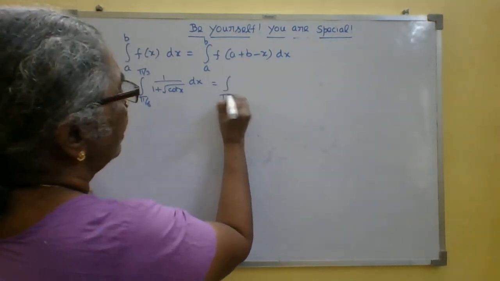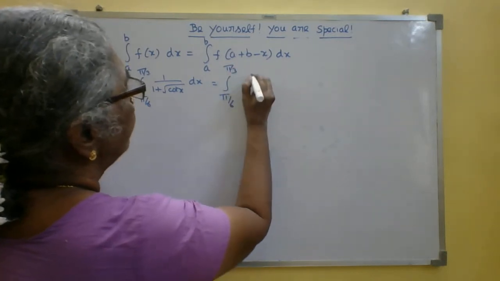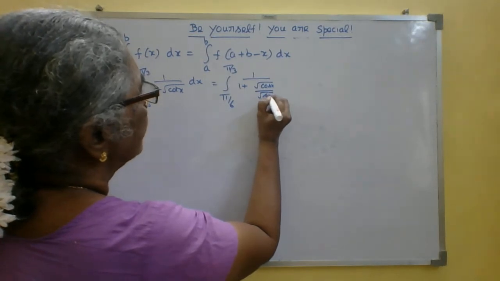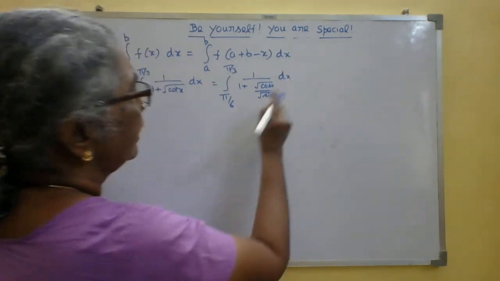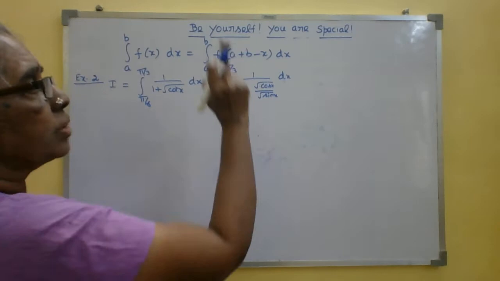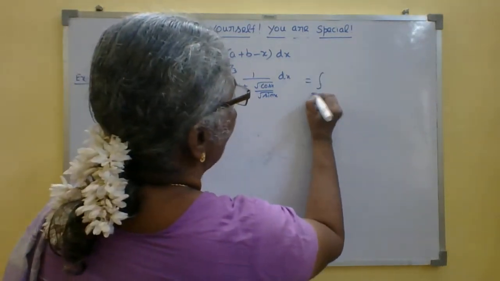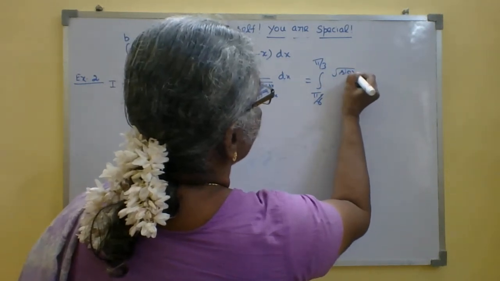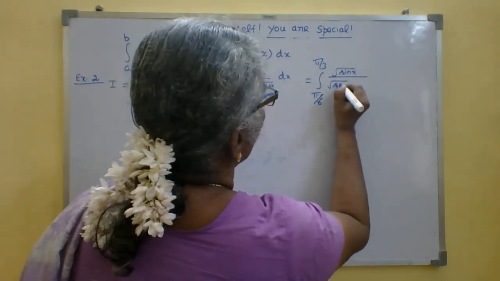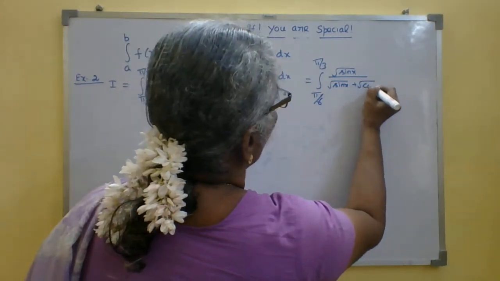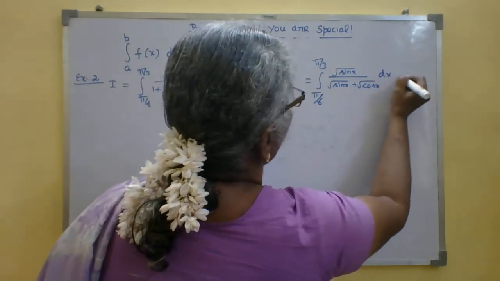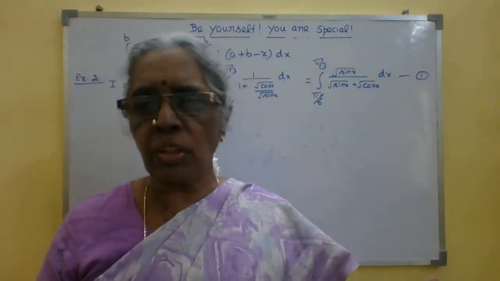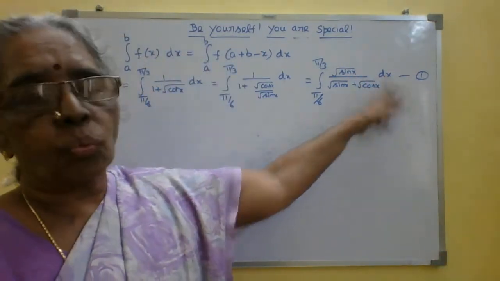So, I will be getting pi by 6 to pi by 3, 1 by 1 plus root cos x by root sin x dx. We can take LCM here and this root sin x will go up. So, we will be getting pi by 6 to pi by 3. You will get root sin x here. In the denominator, you will get root sin x plus root cos x dx. Now, call this as 1 now. After bringing it in terms of sine and cos, call that I as 1 now.